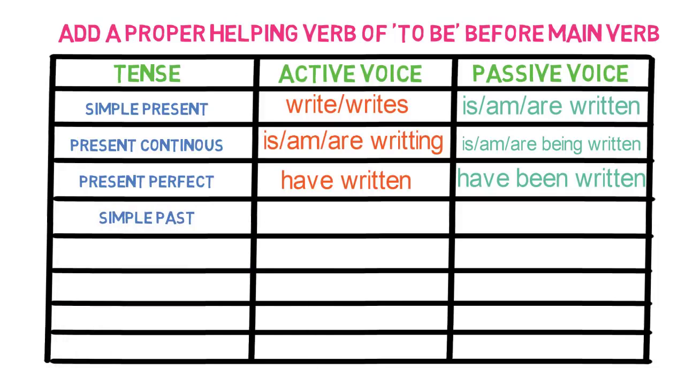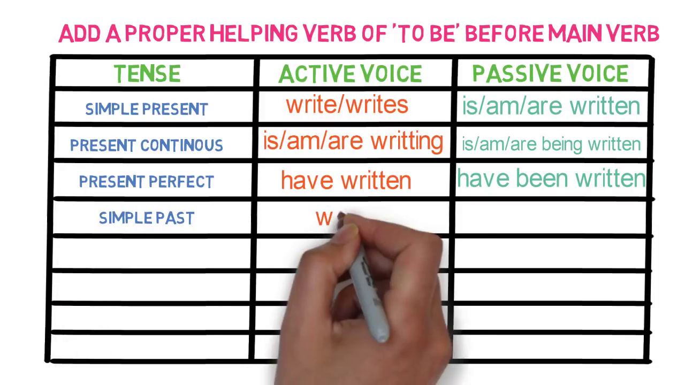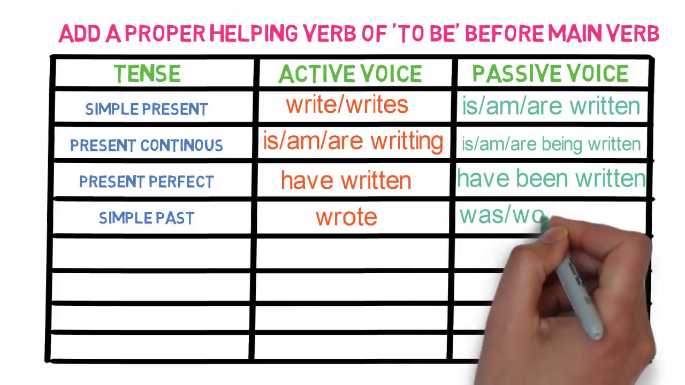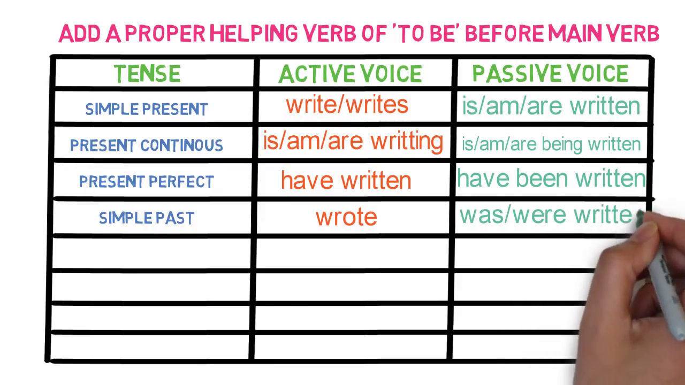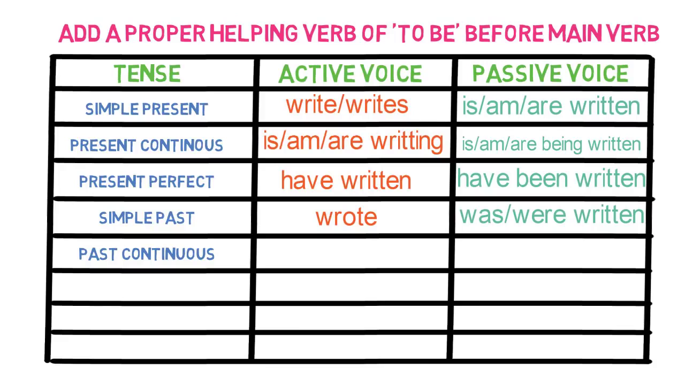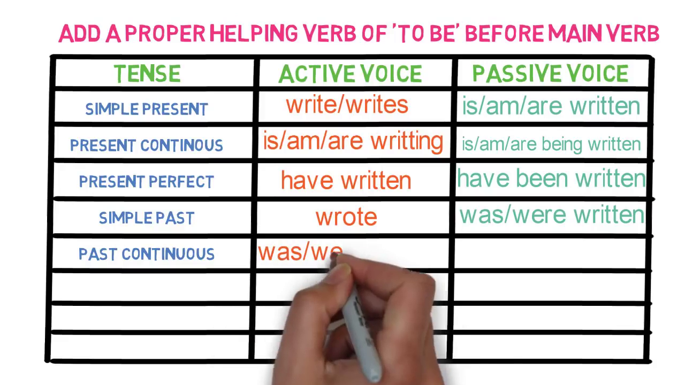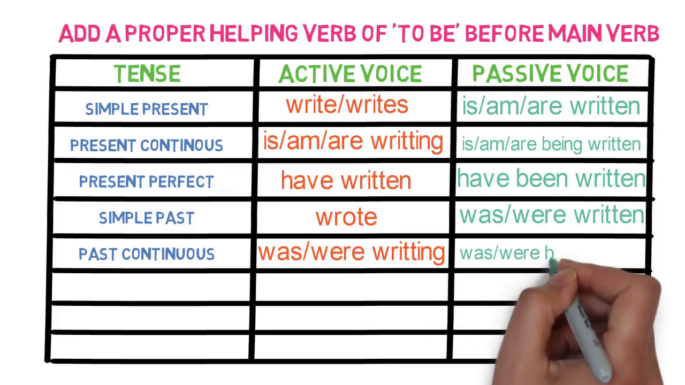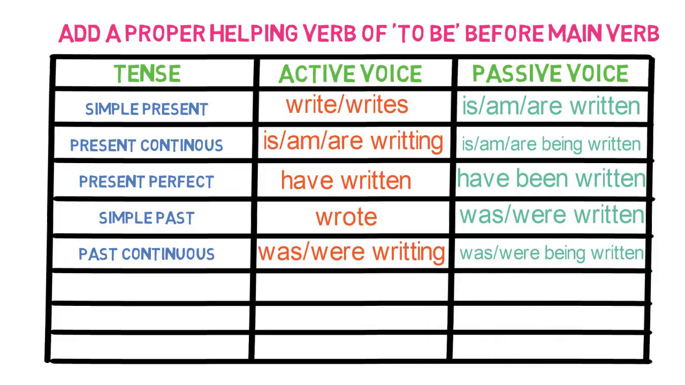For simple past, in active voice, we use wrote, which is the verb's past form, while in passive voice, we add was or were, the helping verb, and the verb's third form written. Past continuous tense. In active voice, we use was or were writing, while in passive voice, we add the helping verb being after was, were and written.